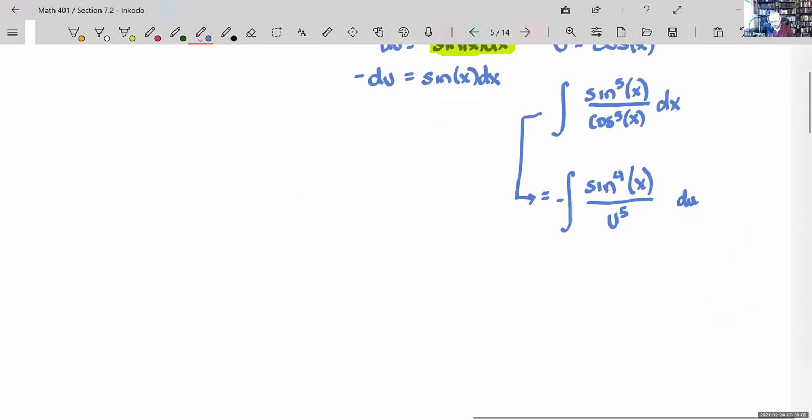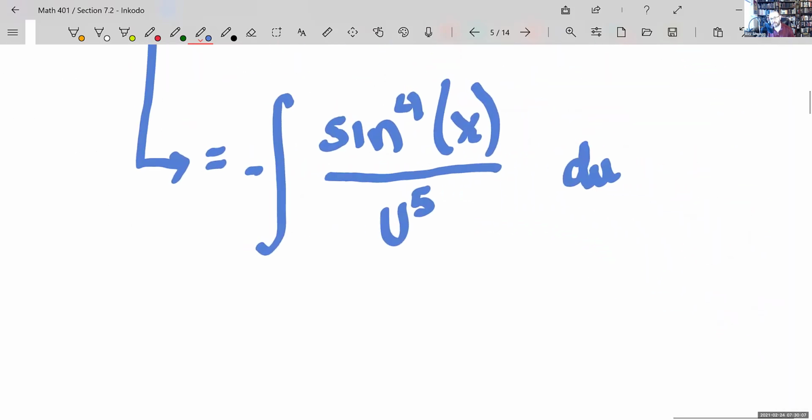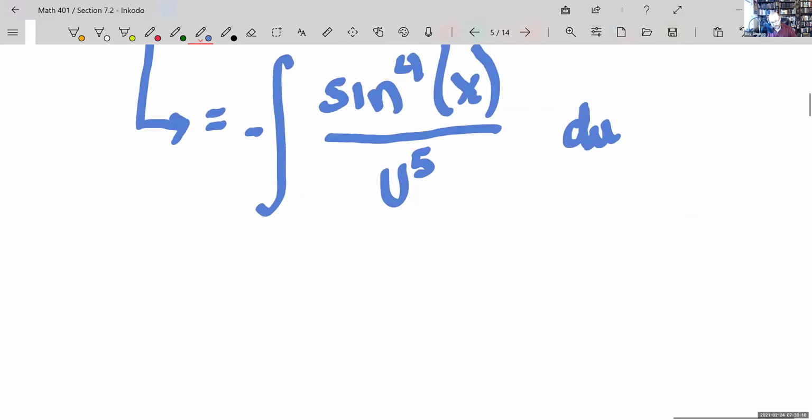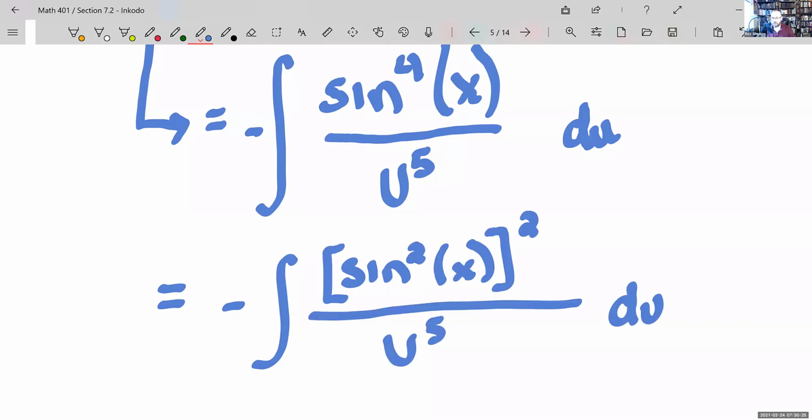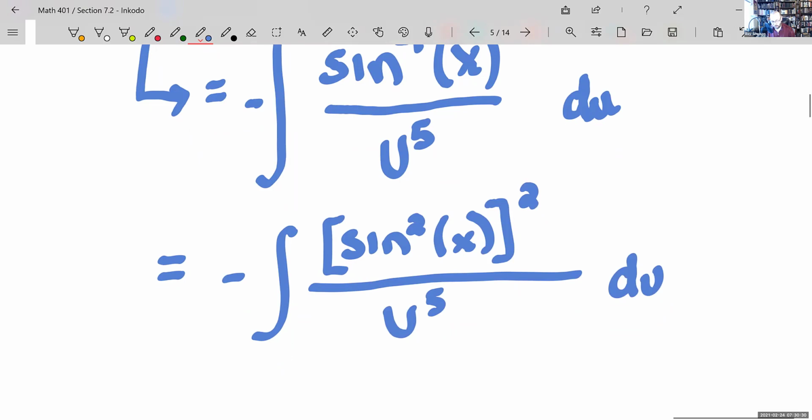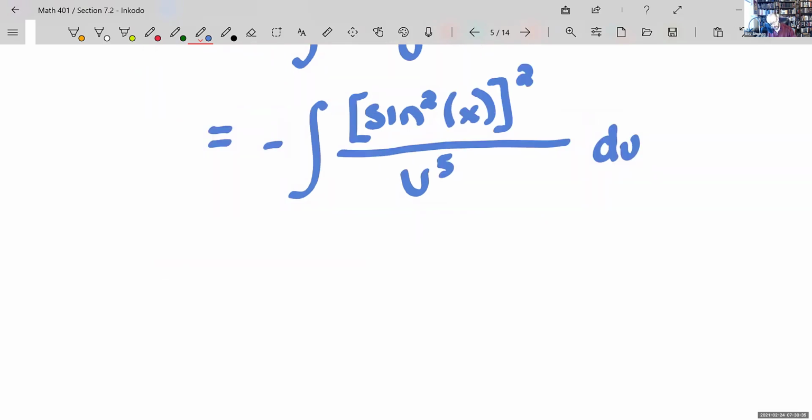Notice that even power on that sine is very advantageous because you could write that as sine squared of x, squared. And if you've noticed so far, that's really what I try to do. I try to get things down to a sine squared or a cosine squared or tan squared or a secant squared or anything like that, because at that point, I can use a Pythagorean identity. Sine squared is 1 minus the cosine squared.